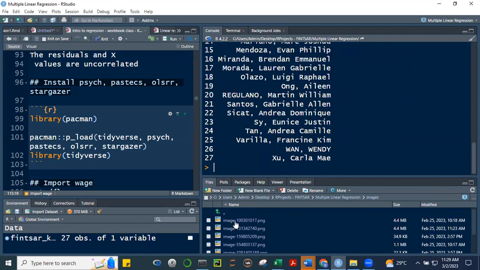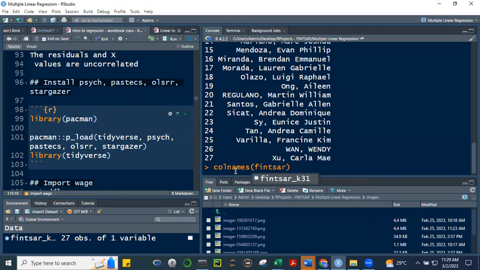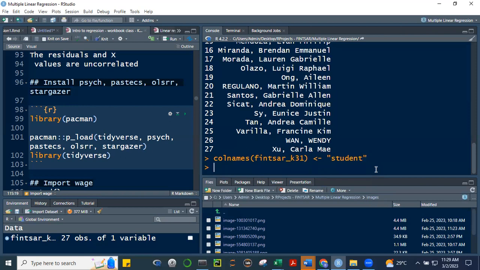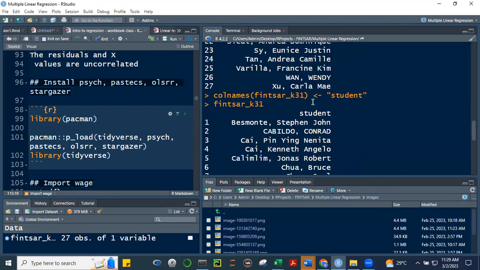And I'll just change maybe the column name. You see FINTSAR, or column names of FINTSAR. I'll call it student. Okay. So I print FINTSAR, right, student name.